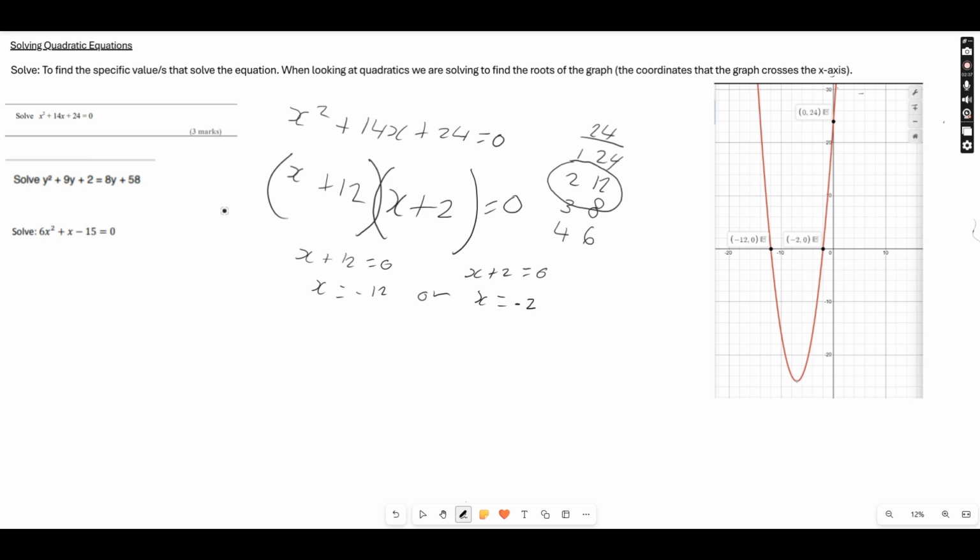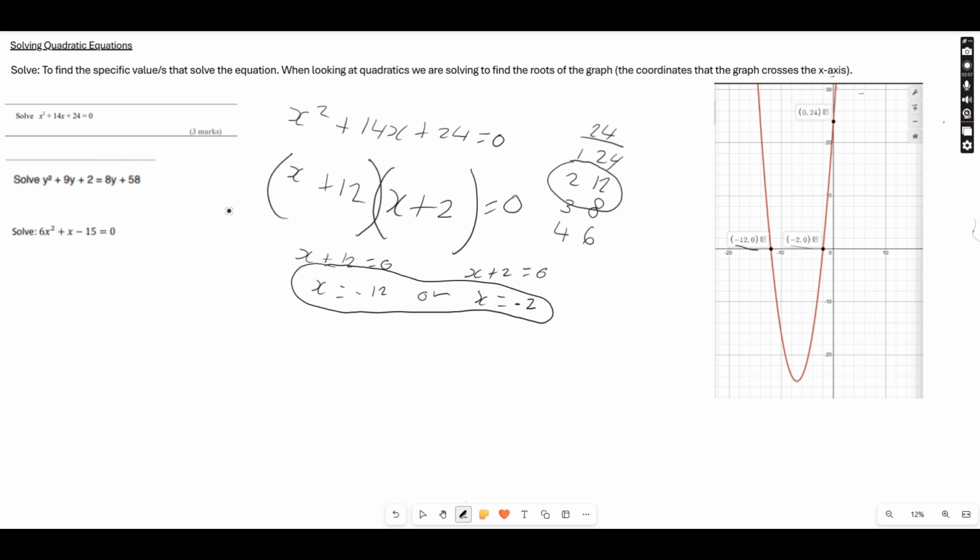Now we're given that it's equal to 0, which is like our y coordinate. So we know that the points where it crosses is at minus 12, 0 there, and minus 2, 0 there. So that would be it solved. This would be your answer. X equals minus 12 or x equals minus 2.